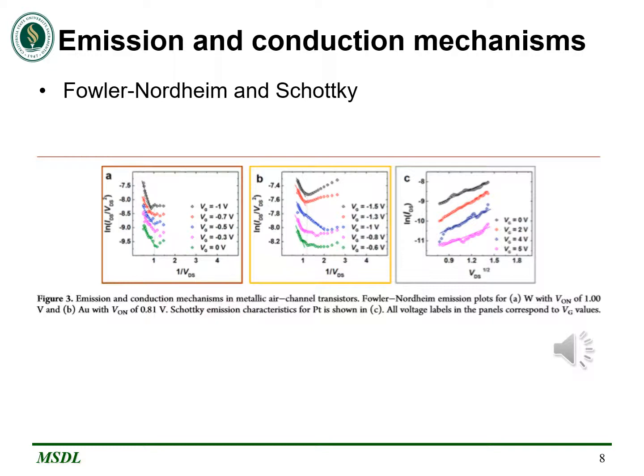to its surroundings. Carrier generation and transport mechanisms for tungsten, gold, and platinum metal electrodes are presented in the figure in front of you. Dominant emission in tungsten and gold is due to Fowler-Nordheim tunneling, whereas it is thermionic or Schottky emission for platinum.